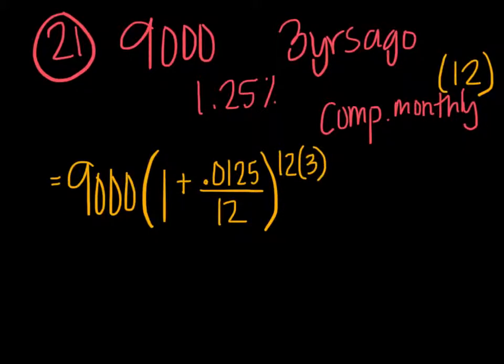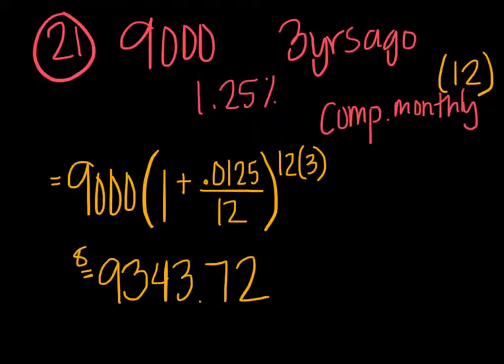And so when you type this into the calculator, carefully using your parentheses, we get the final amount of the savings account to be $9,343.72.